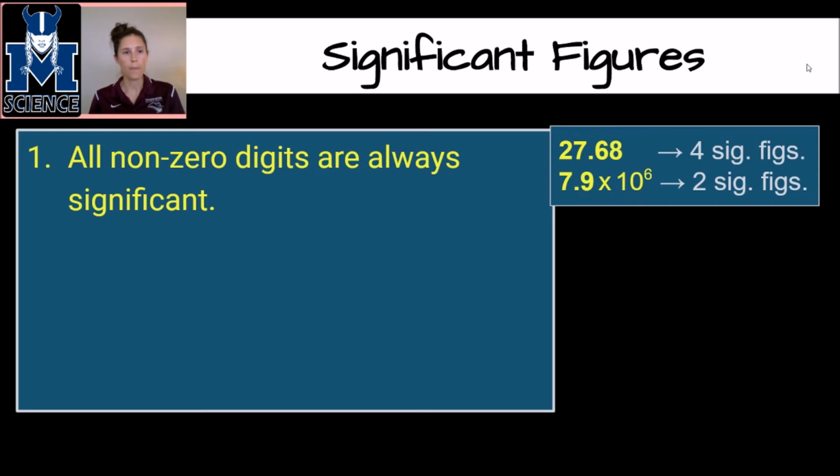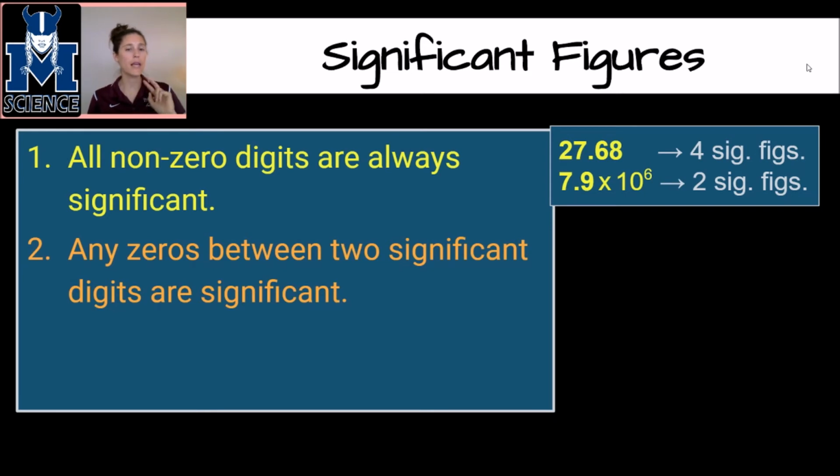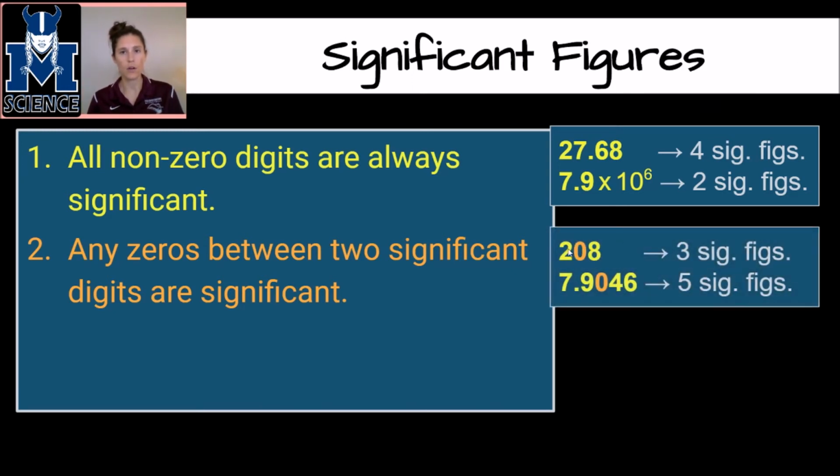Okay, second rule: any zeros between 2 significant digits are significant. I call this kind of the sandwich rule. So if you have a 0 between 2 non-zero numbers, then it's significant, and you count it. So 208 has 1, 2, 3 significant figures. 7.9046: that 0 is between the 9 and the 4, so it's significant, and this number has 5 sig figs.